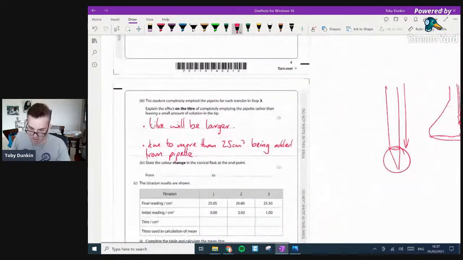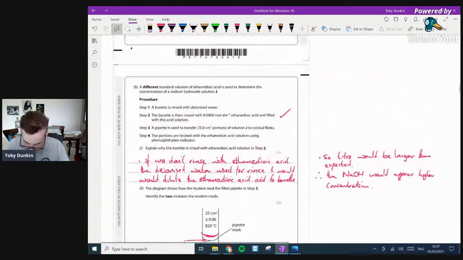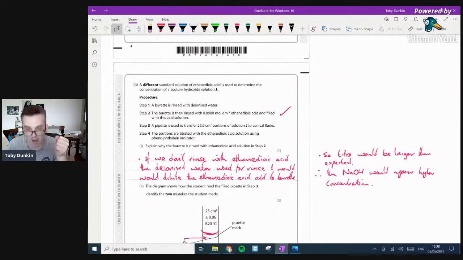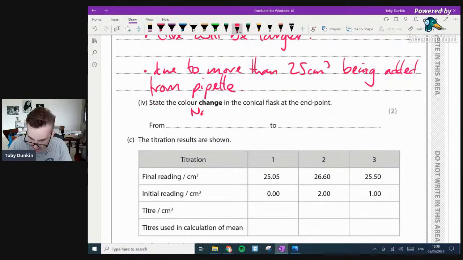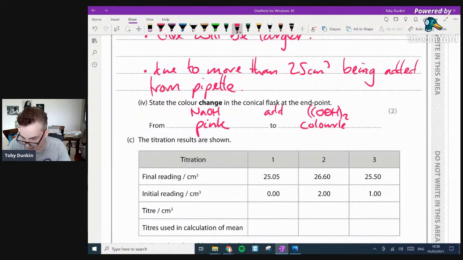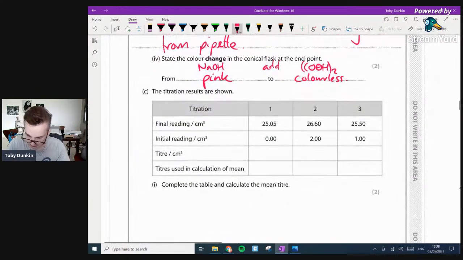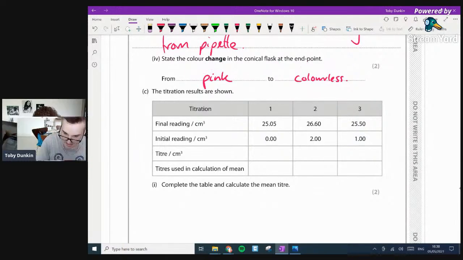State the color change. Right, so what was going where? So they put the ethane dioic acid in the burette, so therefore the sodium hydroxide must be in the conical flask, which means we've got phenolphthalein, we've got alkali in the flask before, we then add to it ethane dioic acid. Yeah, so we're going to start off pink in alkali and end at colorless as the acid takes effect. There we go. Nice and easy.